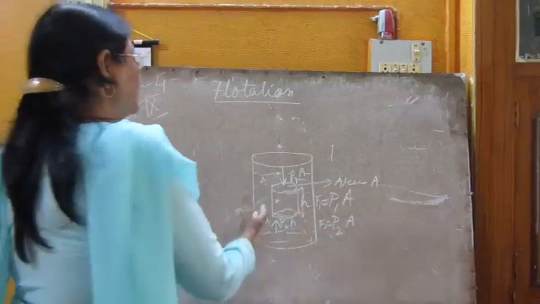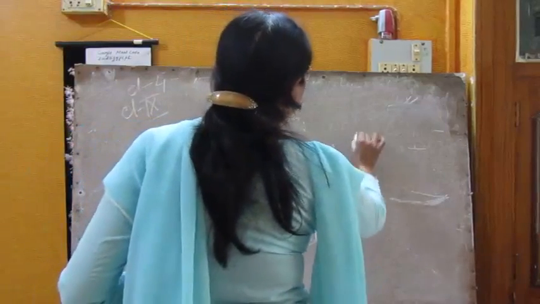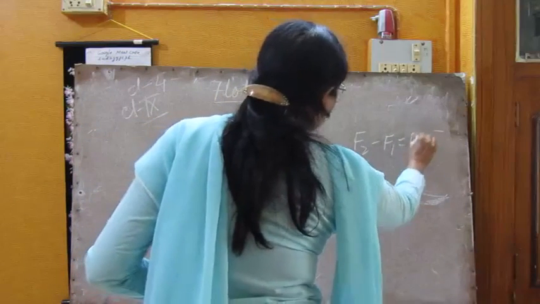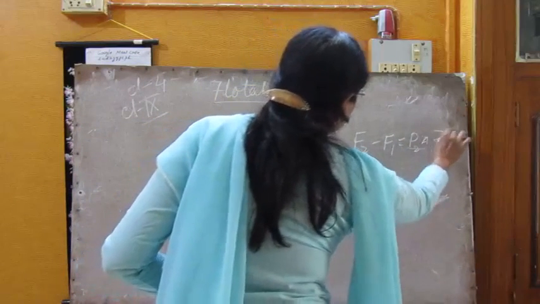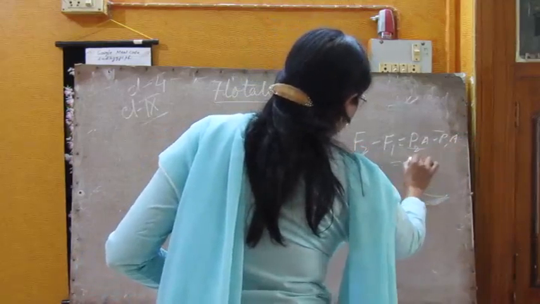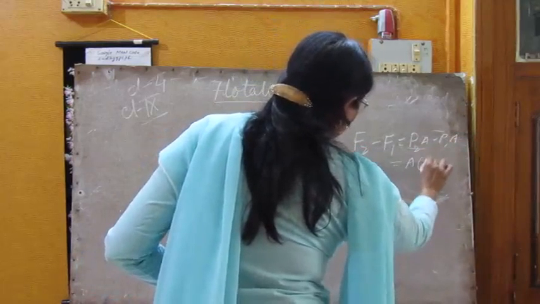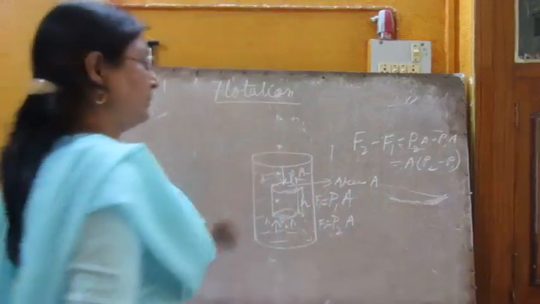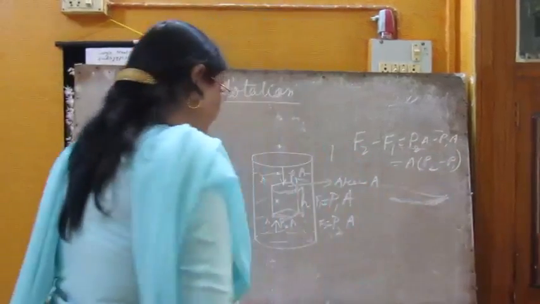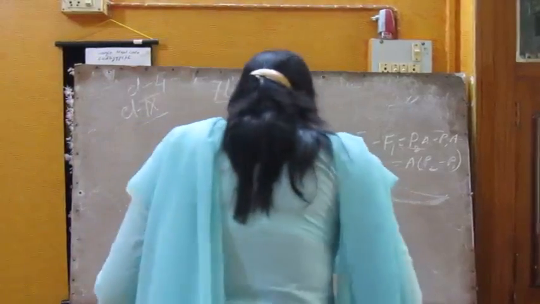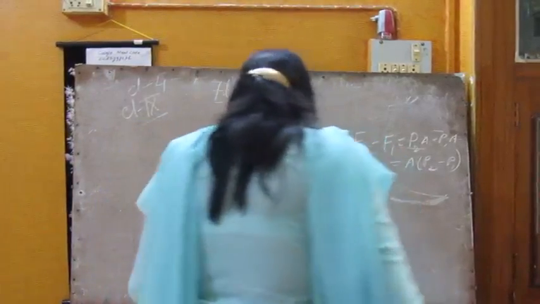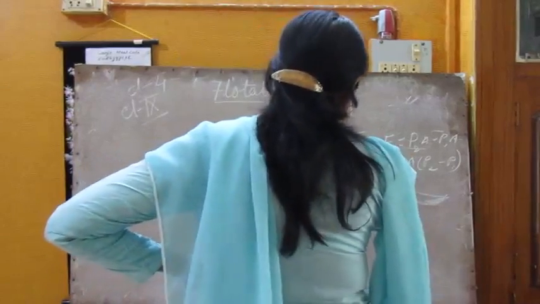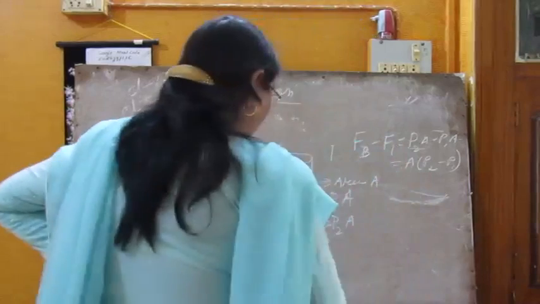Now, what is the difference between the forces? F2 minus F1 equals what? P2 A minus P1 A, or A into (P2 minus P1). This difference is called the buoyancy force.